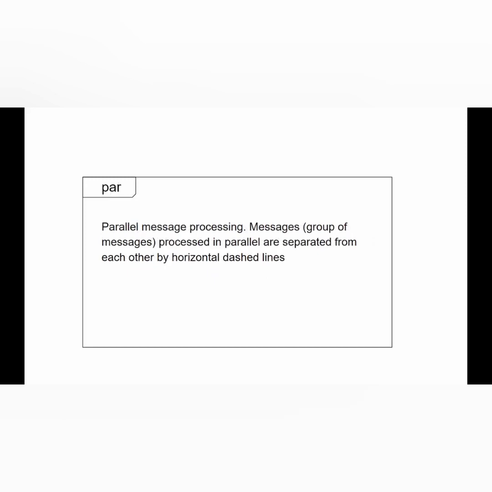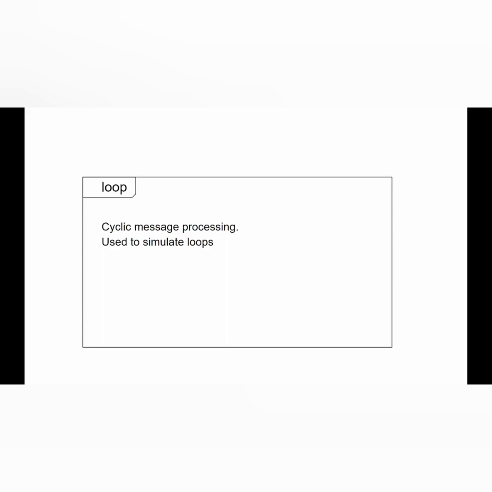PAR. Parallel message processing. Message or group of messages processed in parallel are separated from each other by horizontal dashed lines. Loop. As obvious as it looks, it is used to simulate loops. Break. Early termination of message processing on condition, used as a part of other fragments, usually loop. Critical. Exclusively processed message or group of messages, used as a part of other fragments, usually PAR.